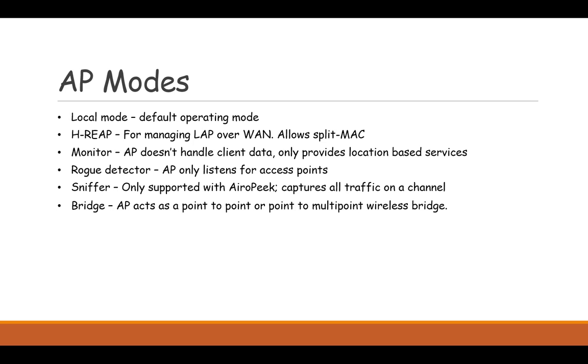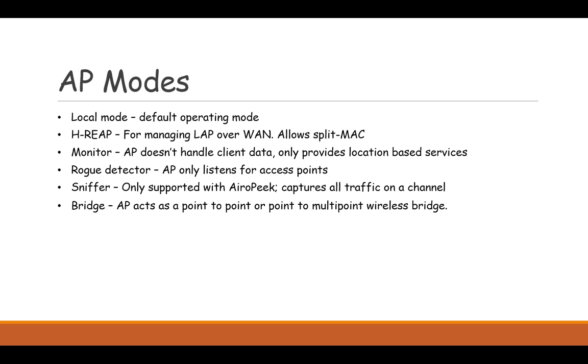REAP mode can allow for the wireless at a branch office to remain functional in the event that the WAN link is lost. So the lightweight access point has some autonomous capability while it has lost connectivity to the wireless controller in this mode. With monitor mode, the access point is just listening to provide location-based services.